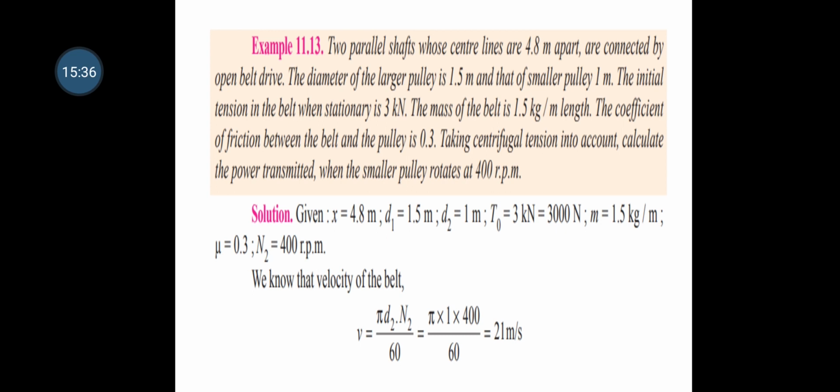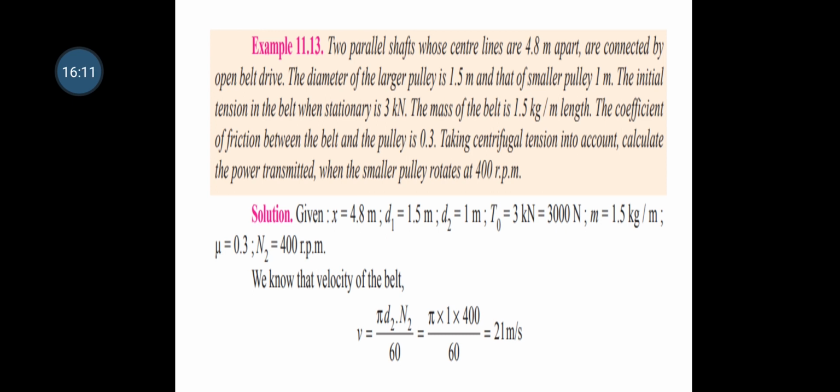Two parallel shafts whose center lines are 4.8 meter apart are connected by an open belt drive. The diameter of the larger pulley is 1.5 meter and that of the smaller pulley is 1 meter. The initial tension in the belt when stationary is 3 kN. The mass of the belt is 1.5 kg per meter length. The coefficient of friction between the belt and the pulley is 0.3. Taking centrifugal tension into account, calculate the power transmitted when the smaller pulley rotates at 400 rpm.